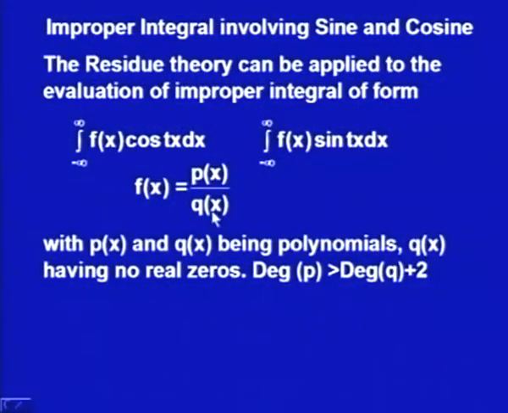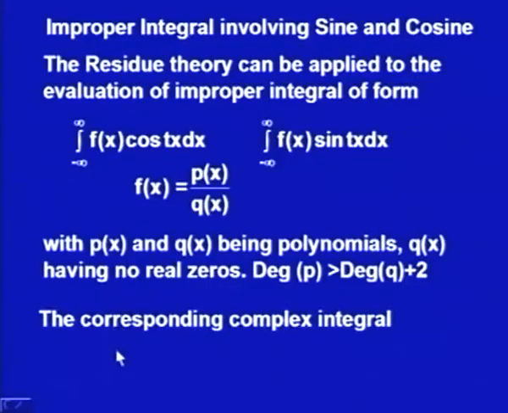So, all the conditions which were imposed on f(x) in the previous method are also imposed over here. Moreover, now we have integrals of the form f(x) cos(tx) or f(x) sin(tx). Actually, we can handle these integrals if we use only one corresponding complex integral of the form f(z) e^(itz).